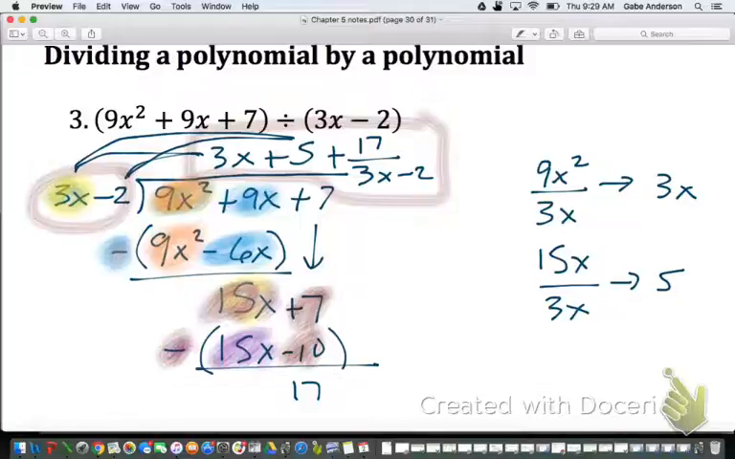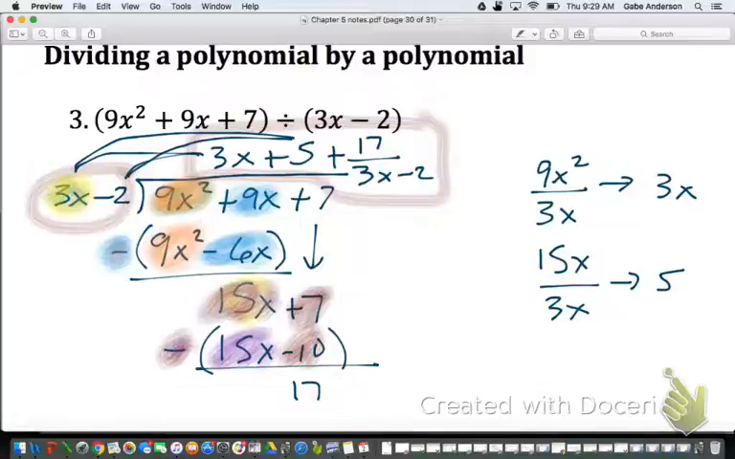So, go ahead, Joel, question. How come we don't divide the negative 2 also? Like, it's just the 3. Well, we use the negative 2 every time we multiplied, right? But what we're trying to do is we can't just do this in one step, right?